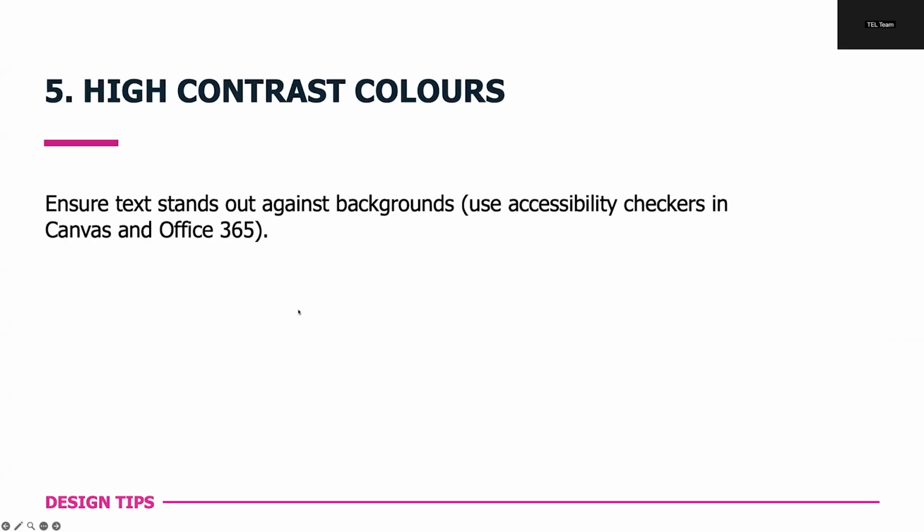High contrast colors. You can see that in the design of what I'm using today. We have high contrasting colors just to give that sense of contrast between various elements. So ensure your text stands out against backgrounds. That's an important one when you're using or looking at accessibility checkers such as the built-in accessibility checker within Office 365.